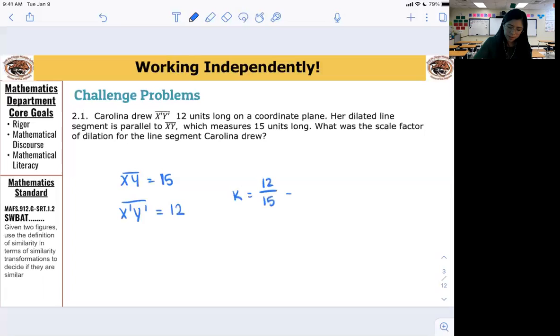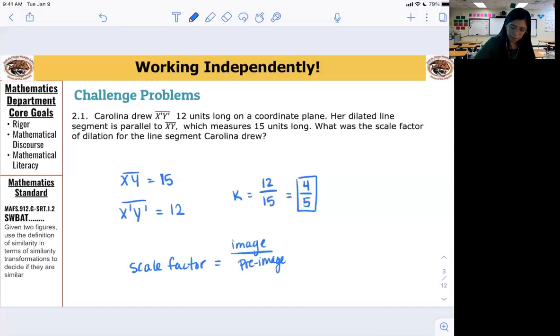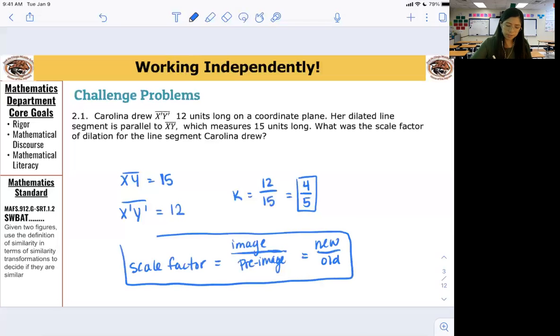There it is, 4/5. Divide top and bottom by 3, we get 4/5. So I just wanted to quickly review it. The scale factor is always image over pre-image. If that might be hard to remember or might confuse you, another quick way to remember it is new over old. Okay, so your new over your old. And just another thing to make sure you know, because this can be a very easy question on the test, to make sure you get it right.